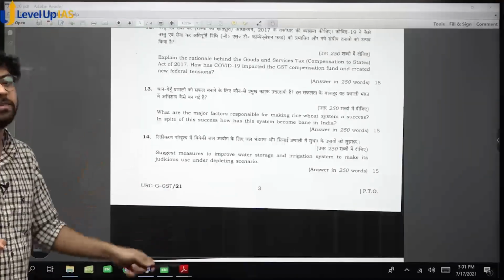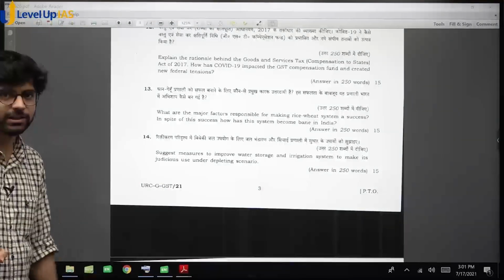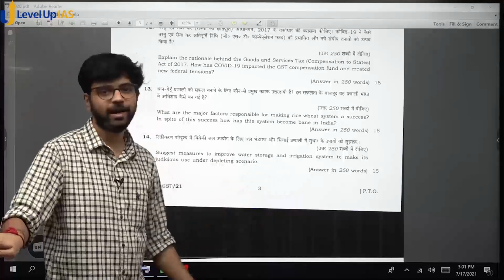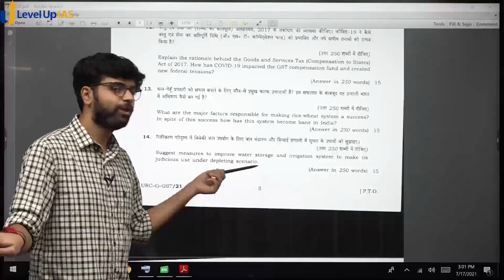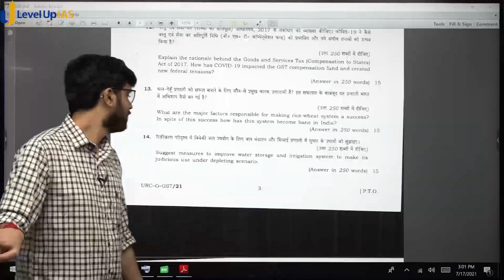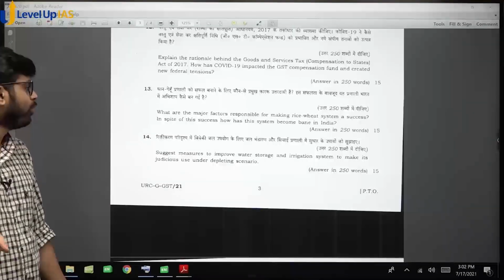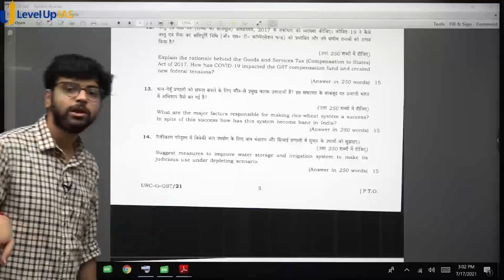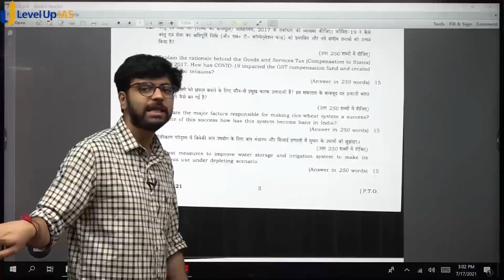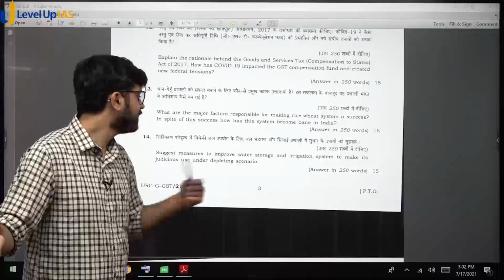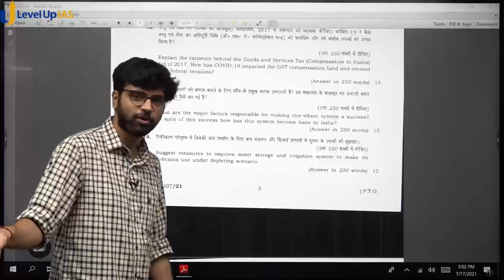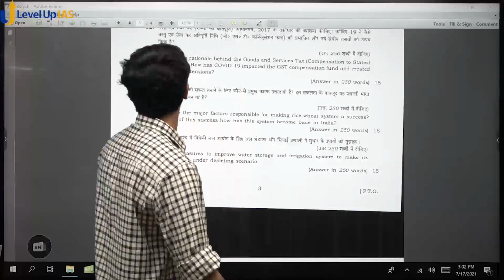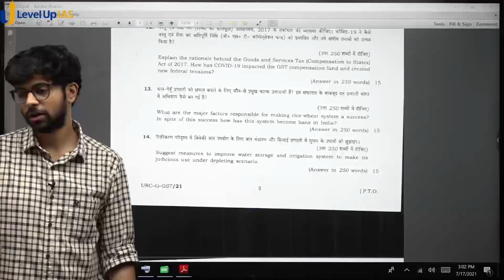Okay, so suggest measures to improve water storage and irrigation system to make its judicious use under depleting scenario. So obviously it's a 15 marker. That makes this question a difficult question. So water storage is 1 and irrigation is 2. I hope you have made this division in your mind, that water storage is one thing and irrigation is another thing. But what do you have to do? Improve them so that use is more beneficial. So basically they are asking to suggest measures to improve the efficiency of water storage and irrigation system. Yes or no? Judicious use has to be done. Right? Okay, so 2020 question 14.